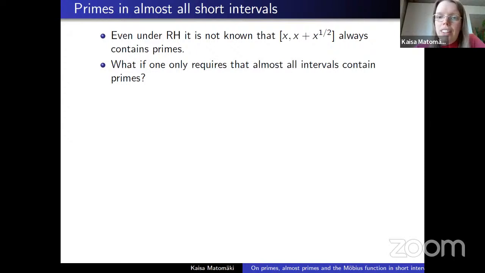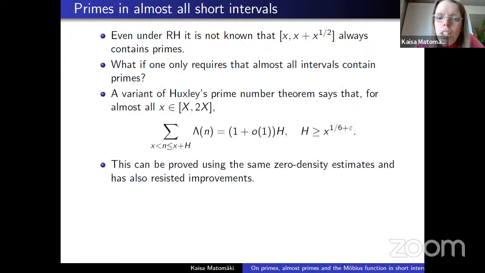So perhaps we can ask an easier question, because even under the Riemann hypothesis, we don't know that intervals of length x^(1/2) always contain primes. So what if we don't require that all intervals contain primes? What if we are content with showing that almost all intervals contain primes? And for this, there's a variant of Huxley's prime number theorem, which says that we can do much shorter intervals. We can do intervals of length x^(1/6+epsilon) rather than x^(7/12+epsilon), and for almost all x. And this is based on the same zero density estimate. And it has also resisted improvements.